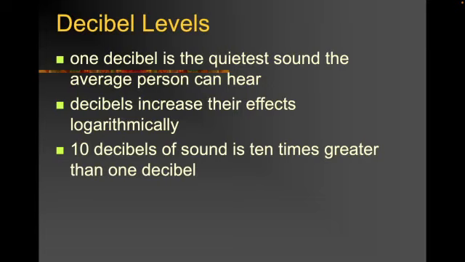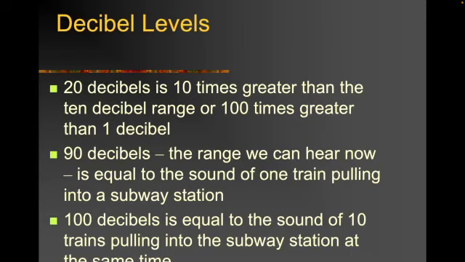Another way we measure sound is through decibel levels. For example, 1 decibel is the quietest sound the average person can hear. Now, decibels will increase their effects logarithmically. For example, 10 decibels of sound is 10 times greater than 1 decibel. Now, 20 decibels is 10 times greater than the 10 decibel range, or 100 times greater than the 1 decibel.